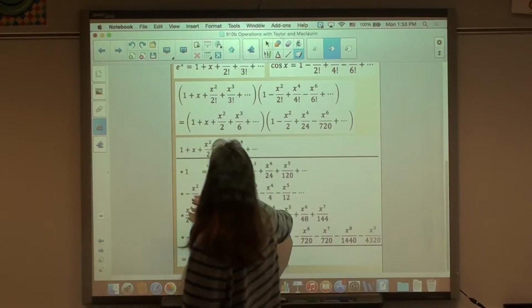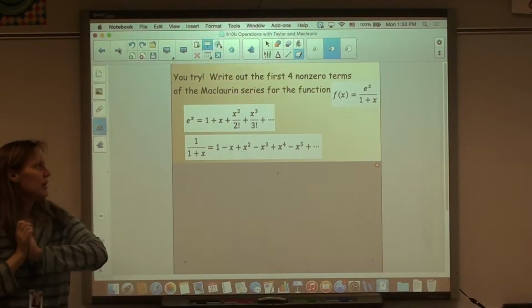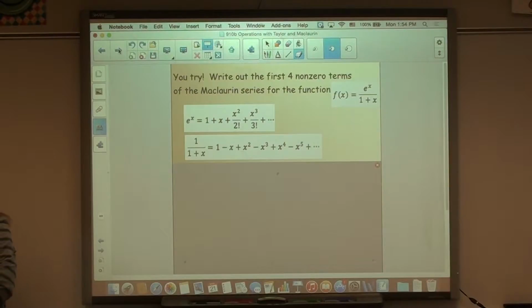All right then, let's try one. We are going to do e to the x over 1 plus x. Lucky for us, we already have a series for e to the x, and we have a series for 1 over 1 plus x, so we can multiply them together. I want you to find the first 4 non-zero terms of the Maclaurin series for e to the x over 1 plus x.